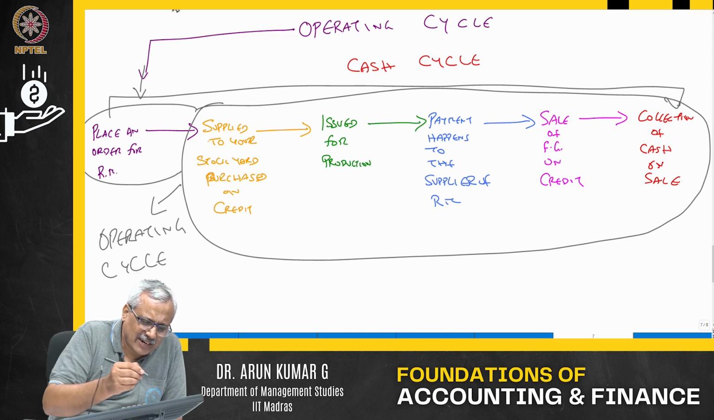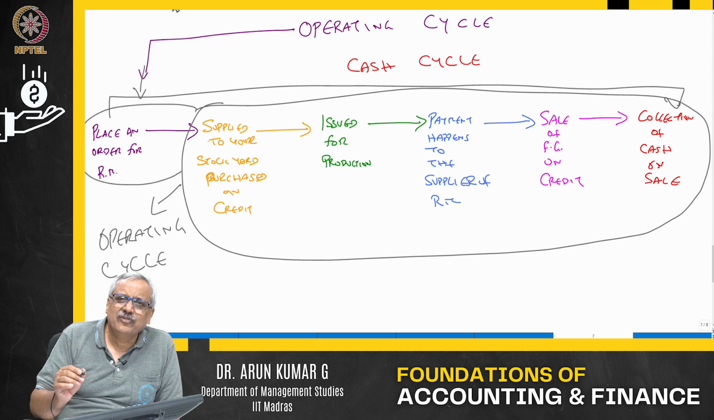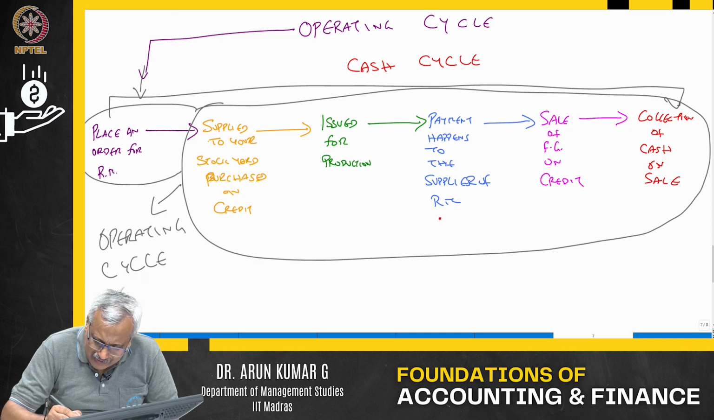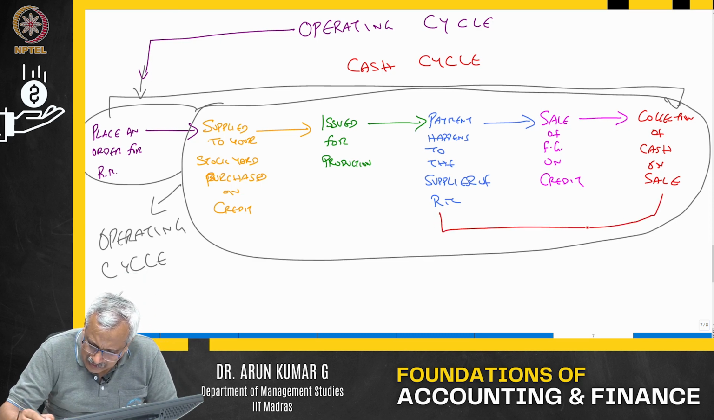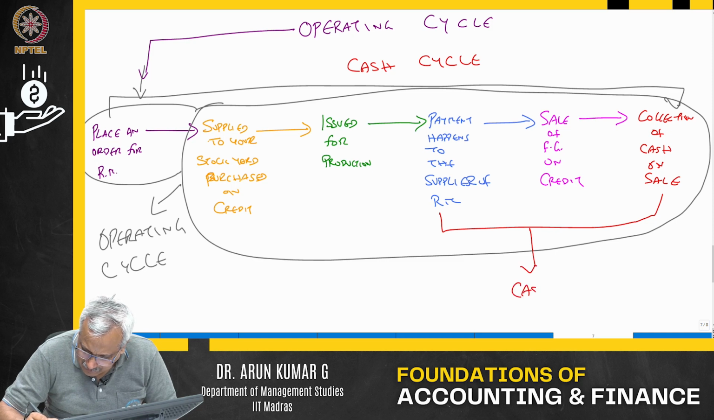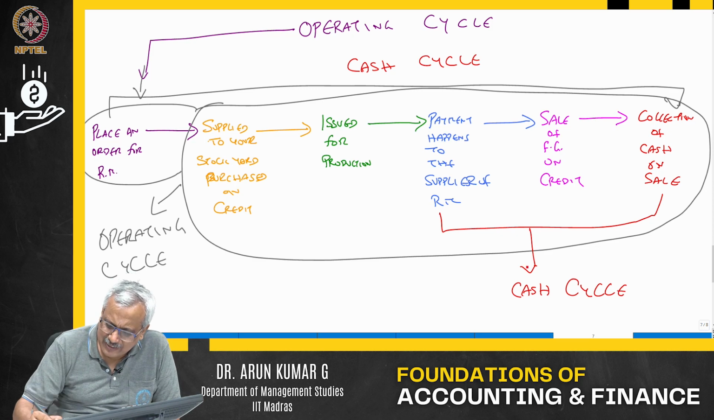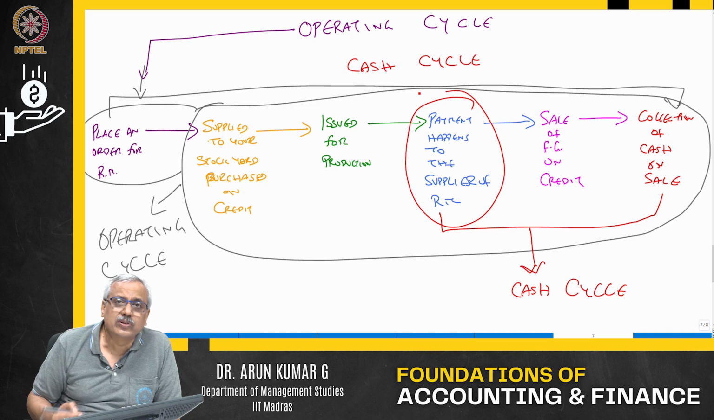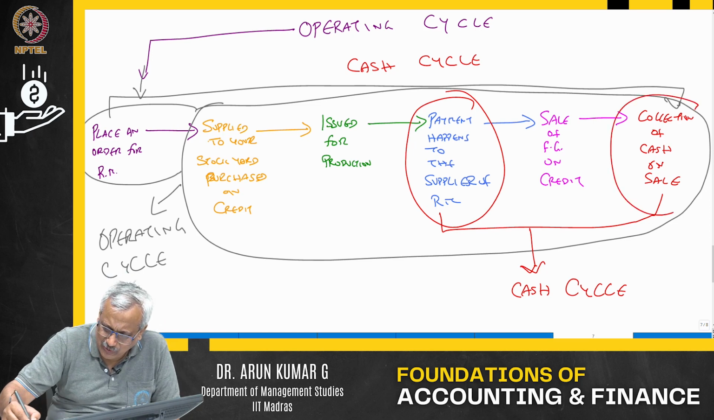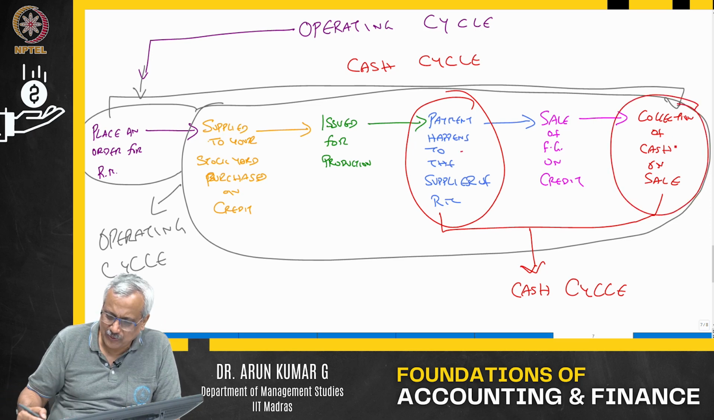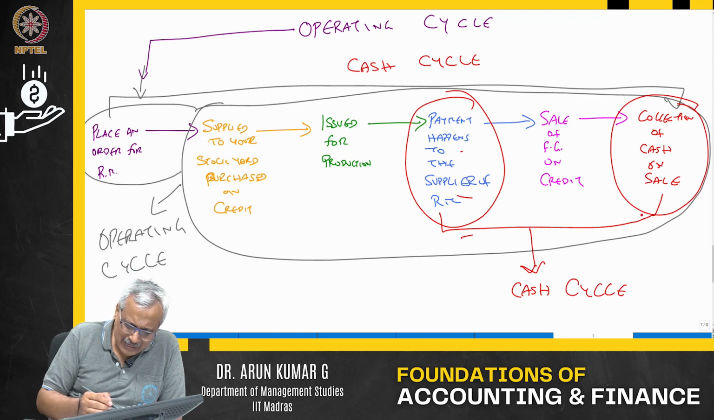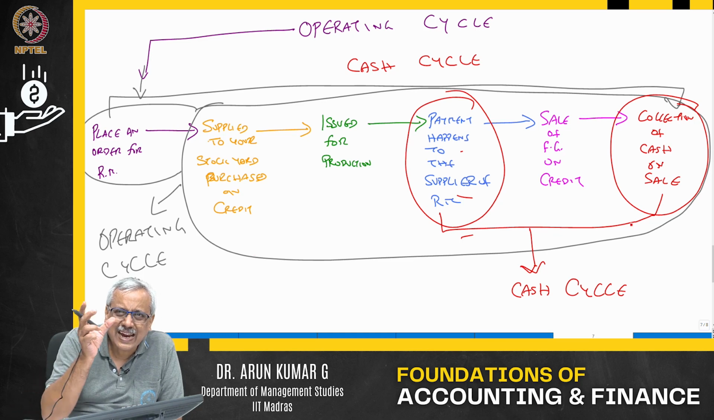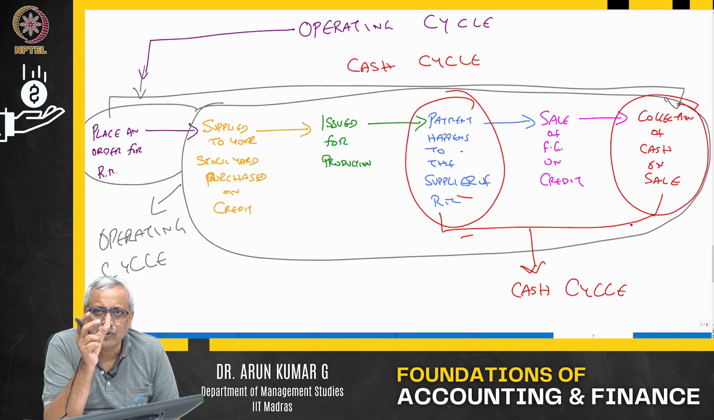Cash cycle is very different. Cash cycle is when first money goes out, this period alone is what we call the cash cycle. Why this period alone? Because this is when the first money goes out, and this is when the money you get back on what you have lost out. So, this period is what we call the cash cycle. Operating cycle will normally be large, cash cycle will have to be very, very short.